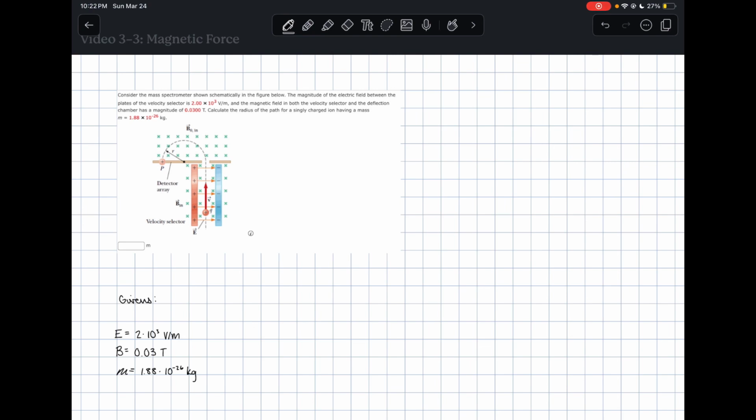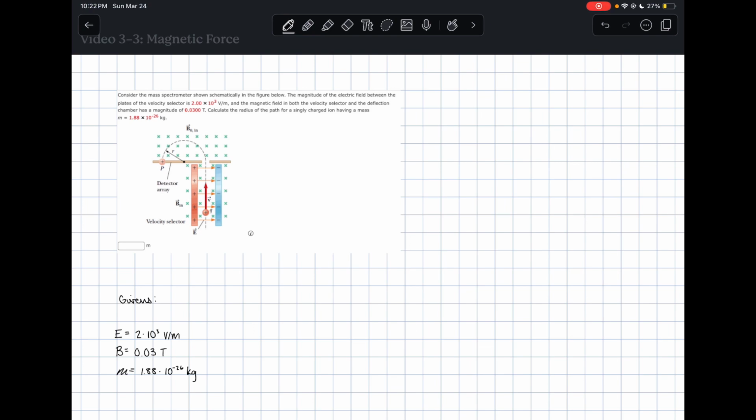The magnitude of the electric field between the plates of the velocity selector is 2 times 10 to the third volts per meter. And the magnetic field in both the velocity selector and the deflection chamber has a magnitude of 0.03 teslas. Calculate the radius of the path for a singly charged ion having a mass of m equals 1.88 times 10 to the negative 26 kilograms.